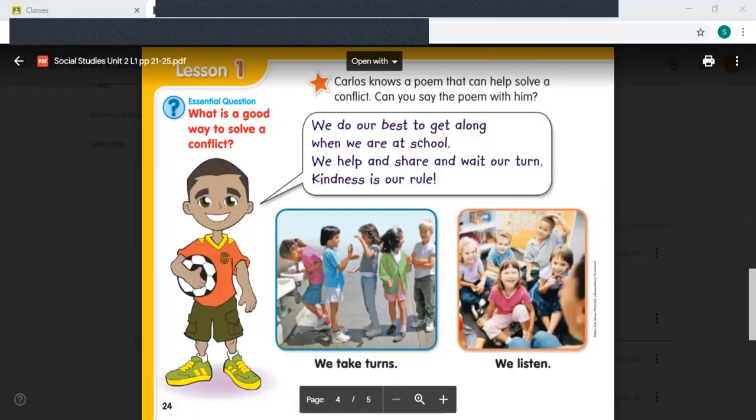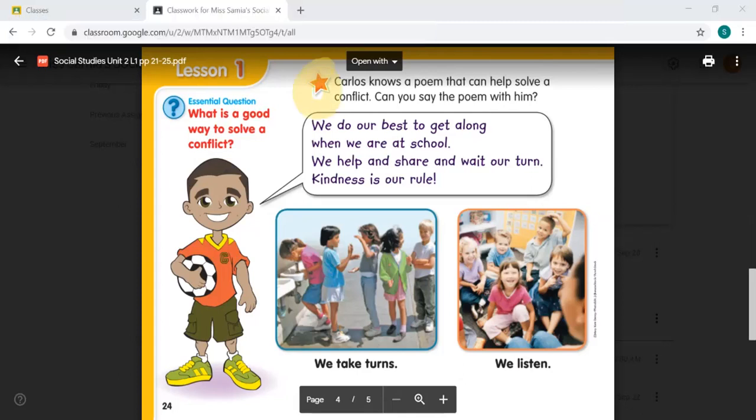Okay, let's turn to page 24. Let's look up here at the star. I want you to follow along as I read, okay? Carlos knows a poem that can help solve a conflict. Do you remember what a conflict is? A disagreement, when you can't agree on something. Can you say the poem with him?